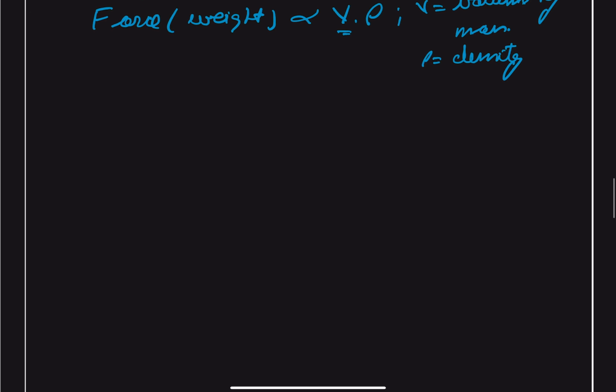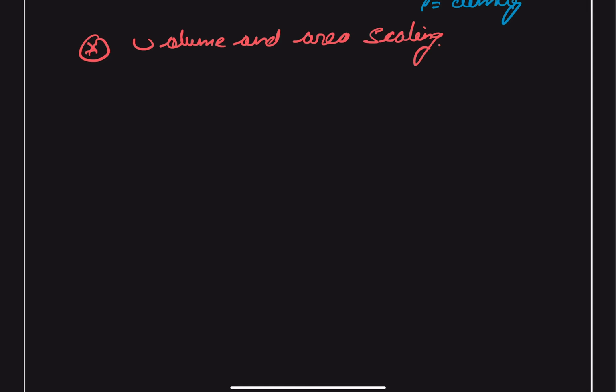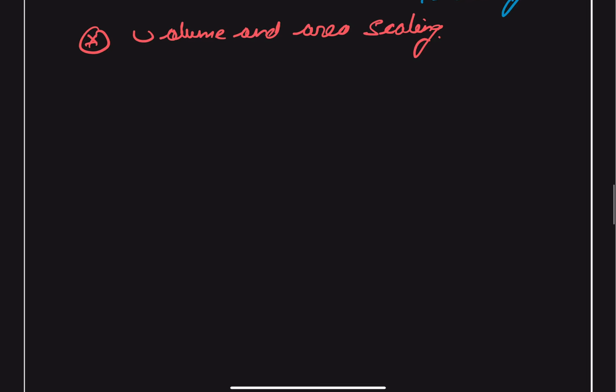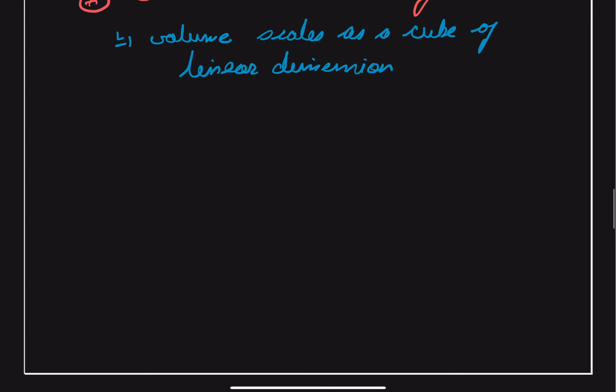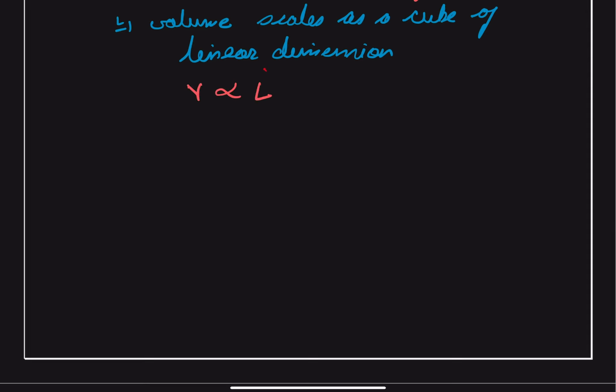So volume and area scaling. We know that volume is directly proportional to the cube of the length. So it means volume scales as the cube of the linear dimension. And if the linear dimension is represented as L, we can write that our volume is directly proportional to L cube.